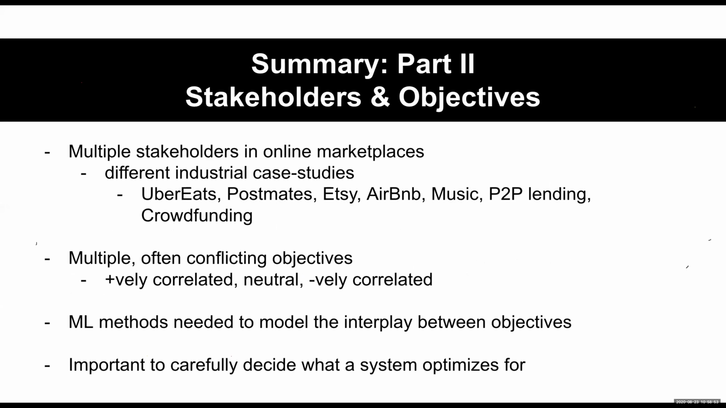In the second part, we looked at 7 different case studies from different industries. We looked at what some of those stakeholders are in these companies, what some of those objectives could be. And then we did some analysis on the interplay between objectives. They can be conflicting, they can help each other out, they could be positively or negatively correlated, and so on. So we've pitched the need for ML methods to model the interplay between those. And we've also pitched the idea that it's important to carefully decide what a system optimizes for.